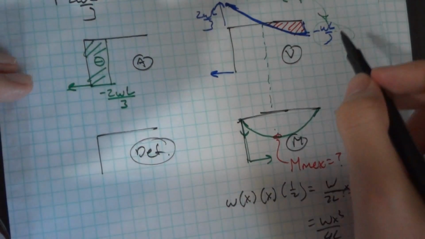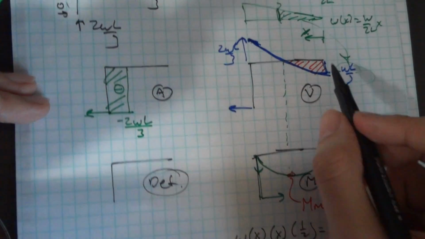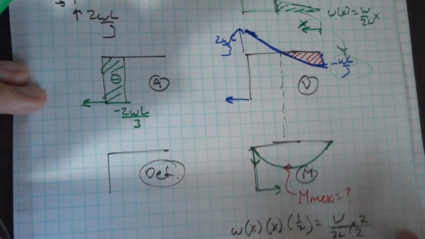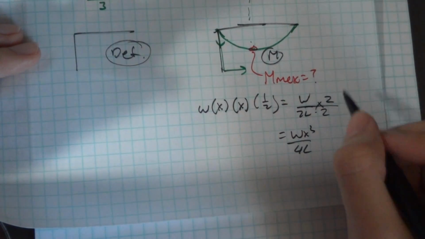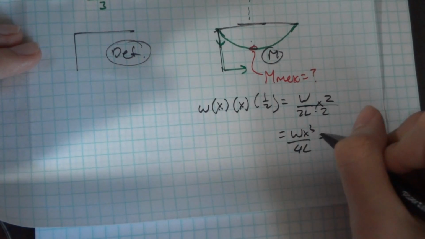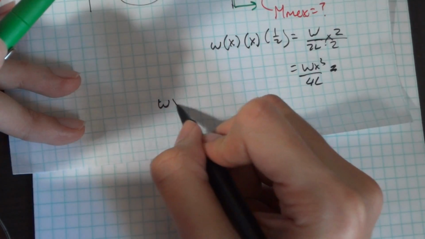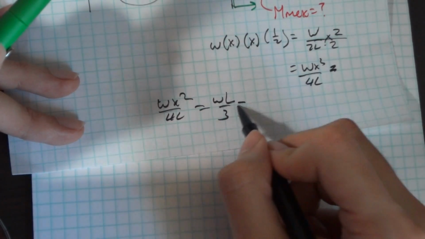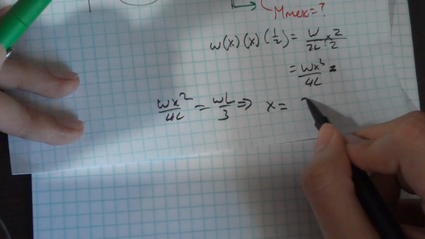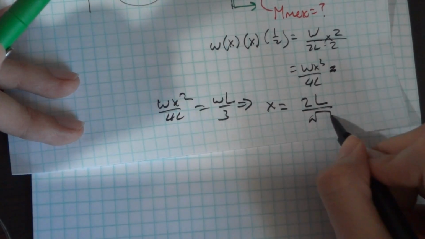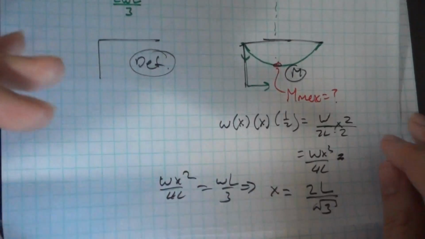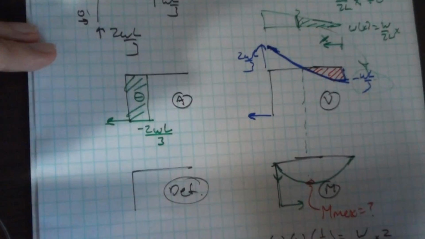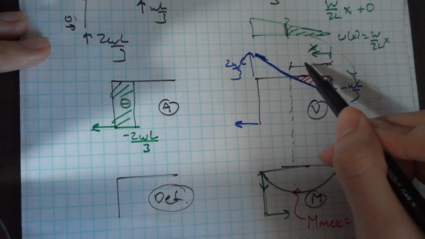I set this equal to my reaction, right? By doing that, I find the location where my shear diagram crosses 0, where it becomes 0. So in other words, I set wx squared on 4L equal to WL on 3. If I solve for this, I should get that x is equal to 2L on root 3, and this is about 1.15 L. So this length is about 1.15 L.